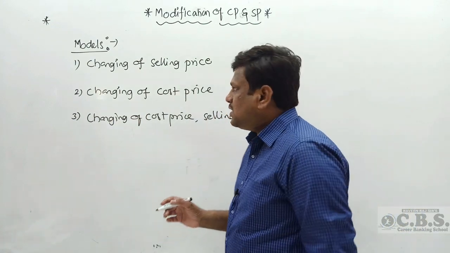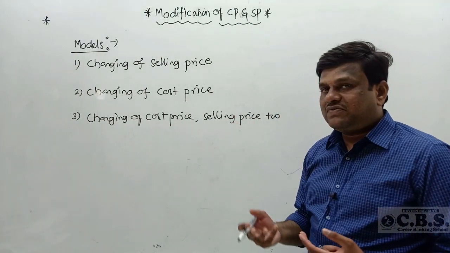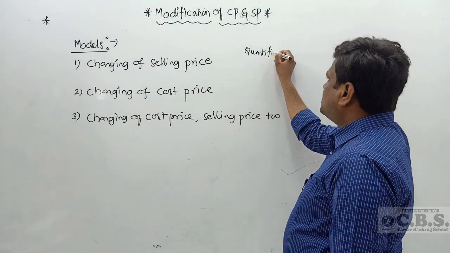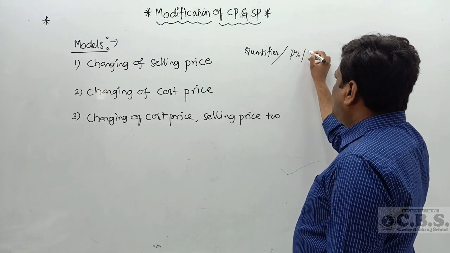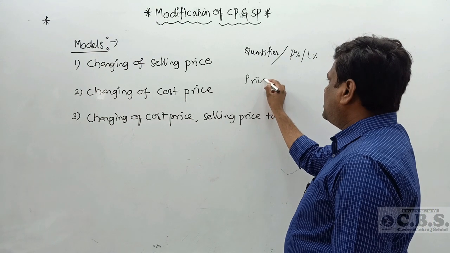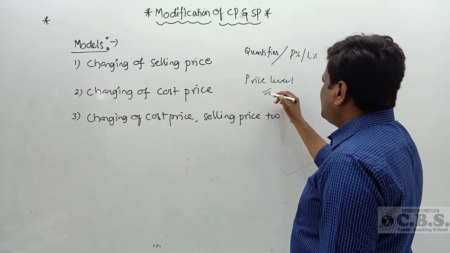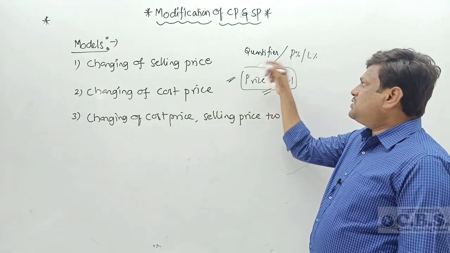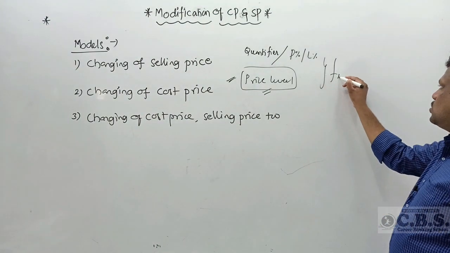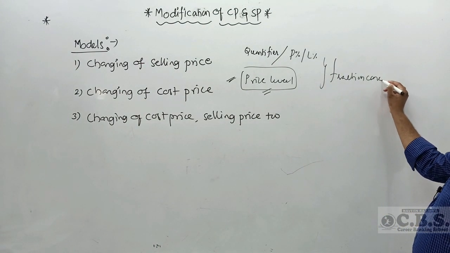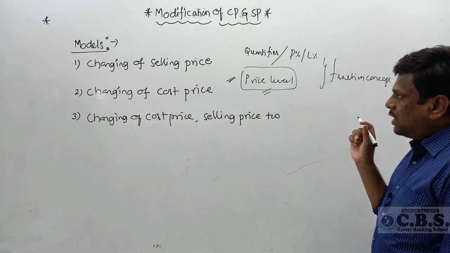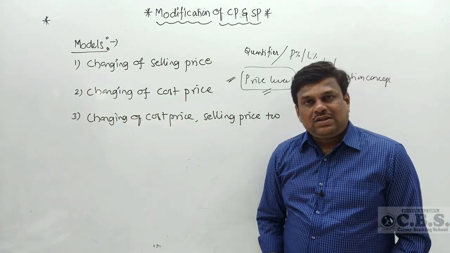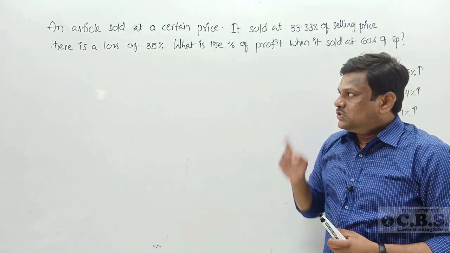Basically, modification means changing of selling price or changing of cost price. It is done either at the quantifier level, like profit percentage or loss percentage, or at a price level. The price level is a bit easier to answer. When the question changes the quantifier, it is better to use the fraction concept. This is the most eminent concept to solve modification of selling price and modification of cost price. Then why are you waiting? Let's get into the topic of modification. So let's get into the first question.